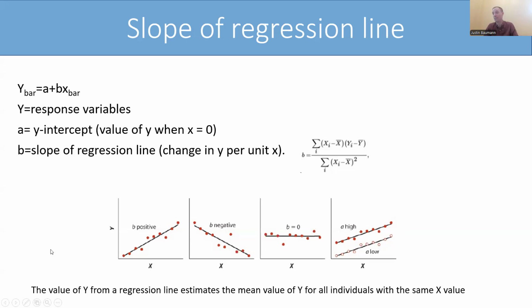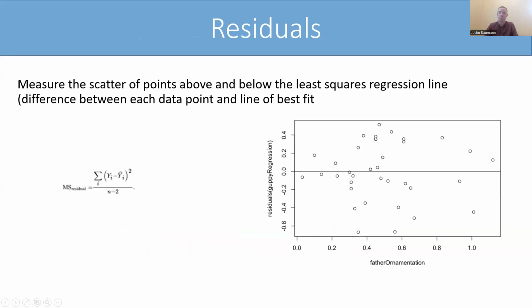Importantly, the value of y from our regression line estimates the mean value of y for all individuals within the same x value. Okay. So we're getting into some complicated stuff, and I just want to acknowledge that and take a breath. We're going to talk about a concept of residuals, and residuals are going to look and sound a little confusing, but they're actually just basically the difference between your points and the regression line.